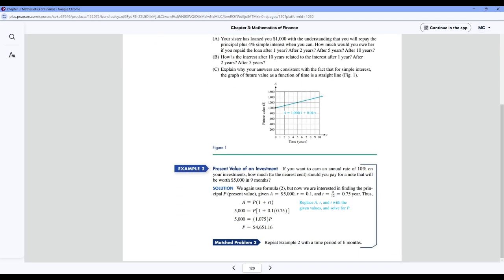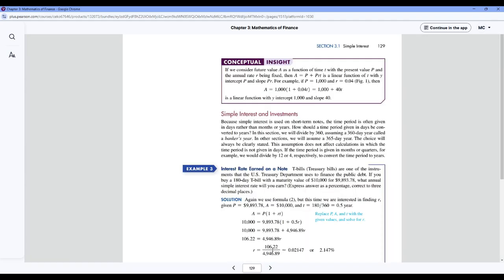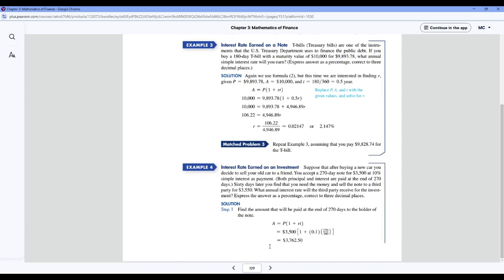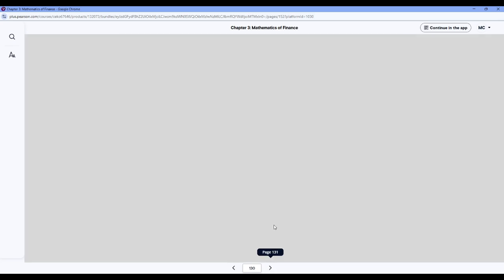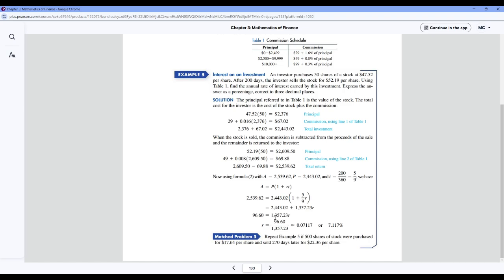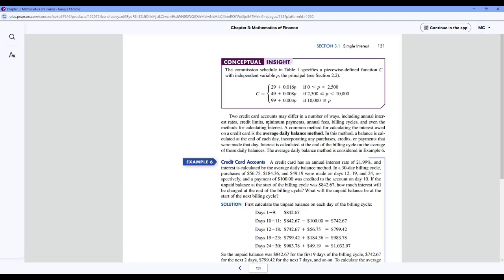Our next formula is for when it's compounded monthly. Interest rate: here it's 270 days, so the time is going to be a fraction out of 360. Solving for R, working backwards. Just looking at some examples, we're going to be plugging it in a bunch of times. There's a conceptual insight on the commission schedule. So pretty much all of it is going to be very equation based.